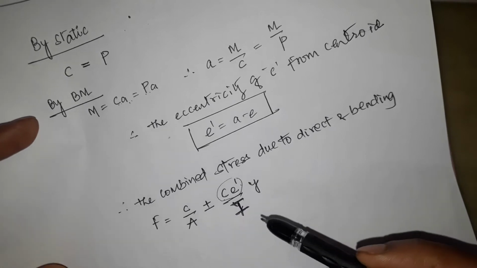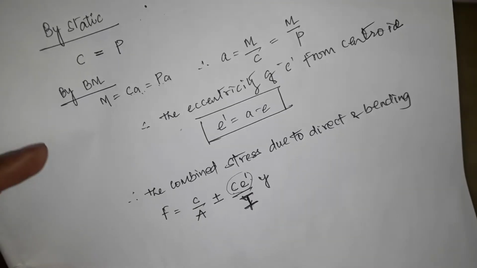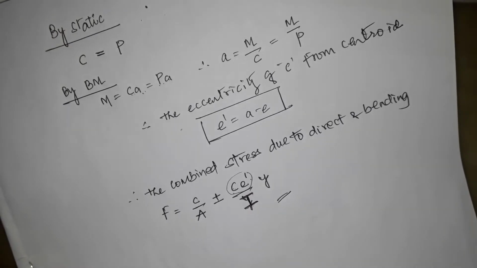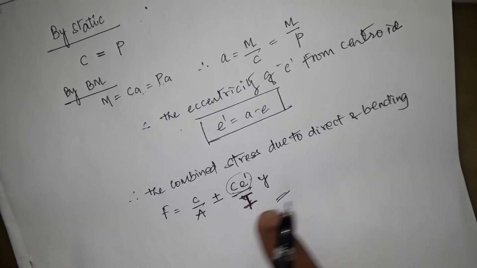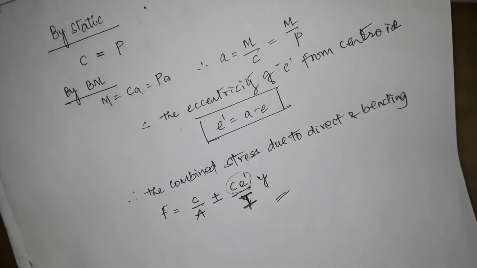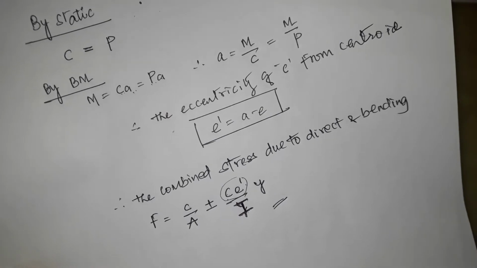C into E dash is nothing but M by I into Y. Understood? So this is the final equation, using the strength concept, to get the stresses in a pre-stressed concrete section. So let us solve a problem for a better understanding of the equation. You can actually get through it if you solve the problems. So now we will solve the problem here.